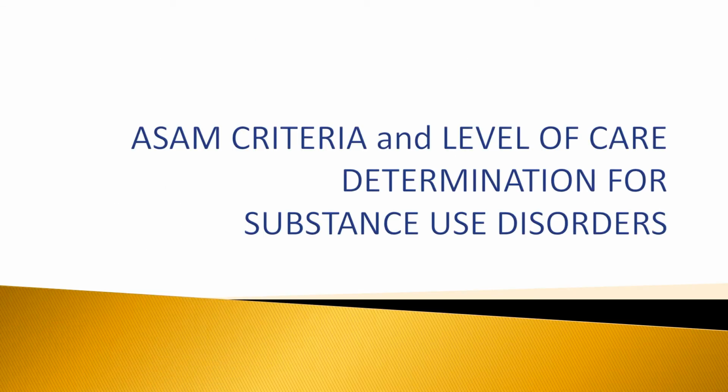Okay, now let's talk a little bit about the ASAM criteria and level of care. ASAM stands for American Society of Addiction Medicine, and the levels of care generally, level 1 and level 2 is outpatient treatment. Level 3 is residential treatment, and level 4 is medical or hospital. So the higher the level of care, the more intensive or restrictive is that level of care. Level of care, the top level is level 4.